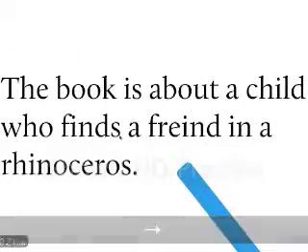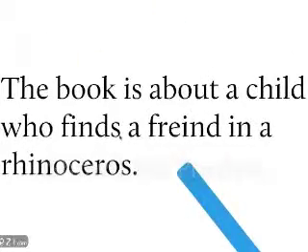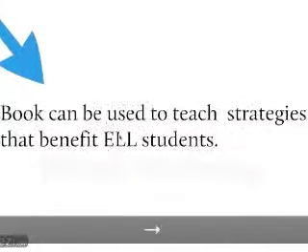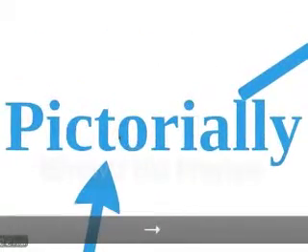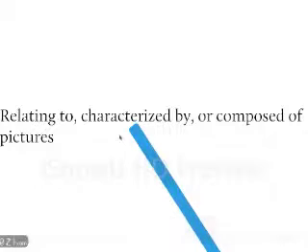The book is about a child who has a rhinoceros for sale. Throughout the book, he depicts what the pros and cons of having such an animal are. We decided to use this book to teach strategies that will help English language learners learn reading and writing. The first is pictorial, which means relating to, characterized by, or composed of pictures. Some students may benefit from pictorial assessments.